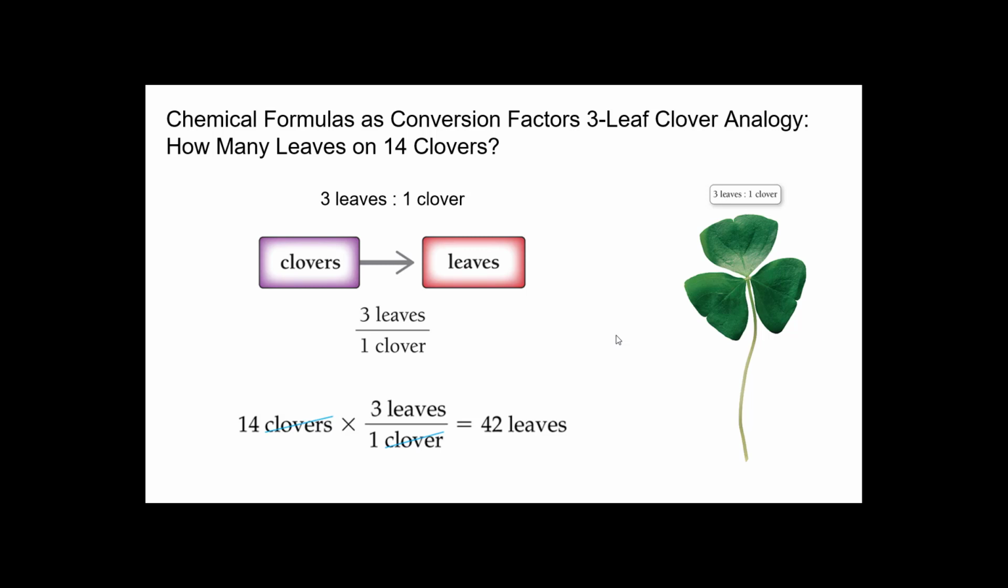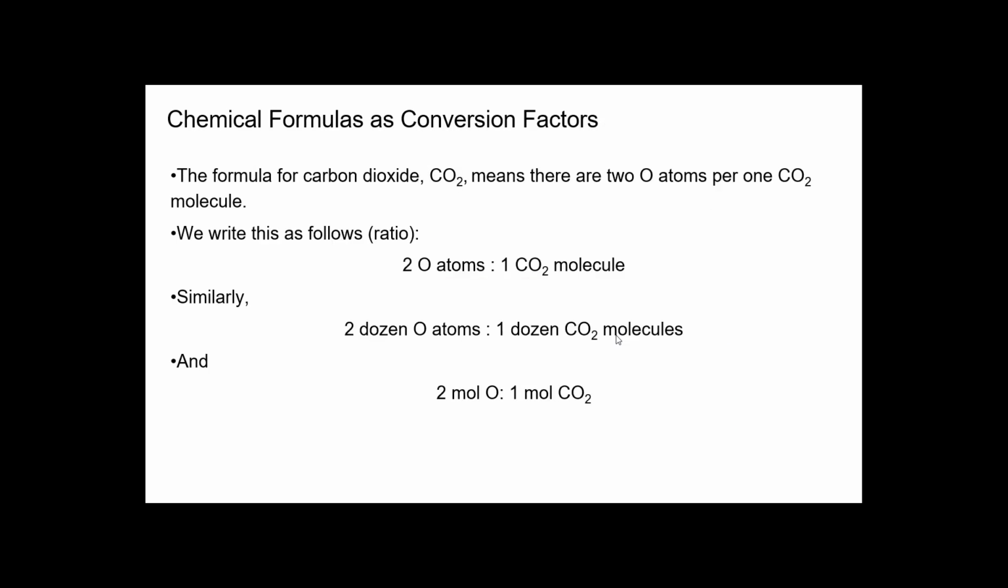So if there's 3 leaves on 1 clover, then we can use that as a conversion, which is what we have been doing this whole time. But we're going to elaborate more on it and get into more detail now. So we have 14 clovers. Knowing that there's 3 leaves on 1 clover, we can use that conversion to determine there are 42 leaves from 14 clovers. So let's go on and expand and try to use it with chemistry now.